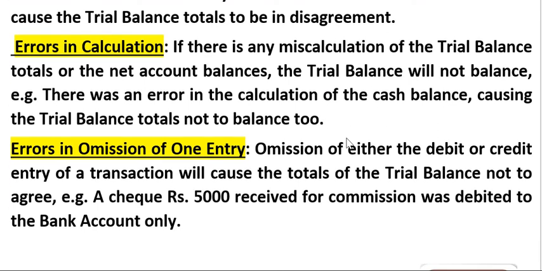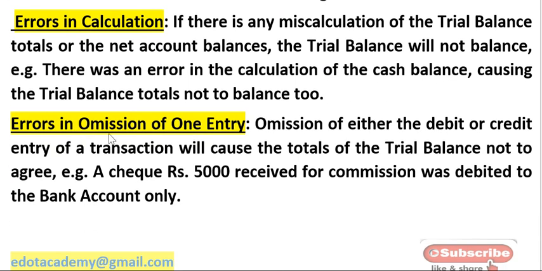Okay. Error in omission of one entry. So omission on both sides is okay, it will not affect the trial balance. But if you omitted one, means you made a mistake in one debit or credit, it will show up in the trial balance. Means either of the debit or credit entry of a transaction will cause the total of the trial balance not to agree. That means what is the mistake? I'll just take one example. A cheque of rupees 5,000 received for commission was debited to bank's account only.